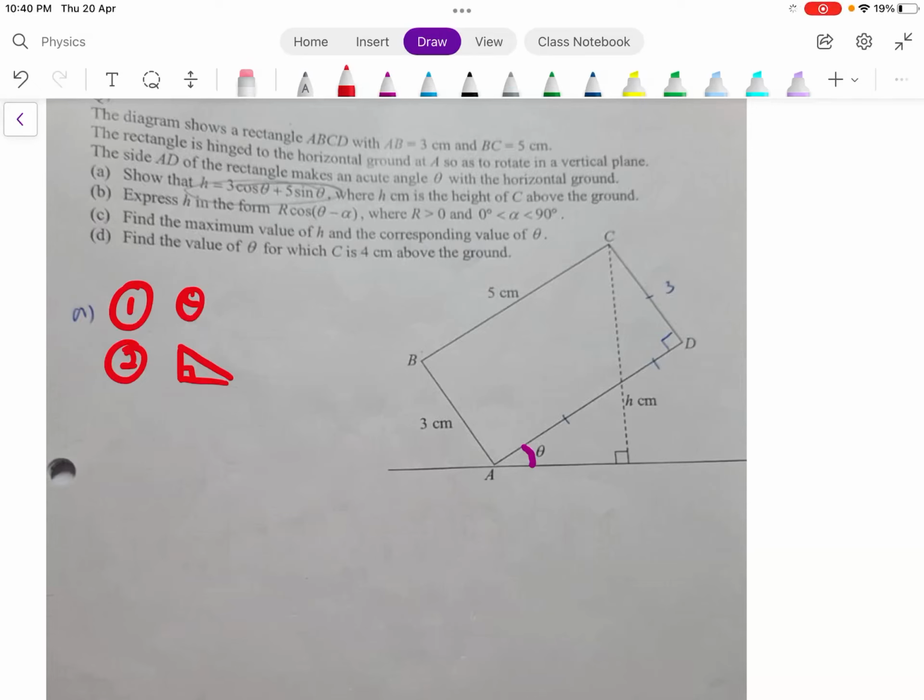Alright, so let's go through this R formula question. Quite a difficult question. We are given the diagram. They want us to show that H is equal to 3 cosine theta plus 5 sine theta. So first, we must always find the theta and, of course, the right angle triangle.